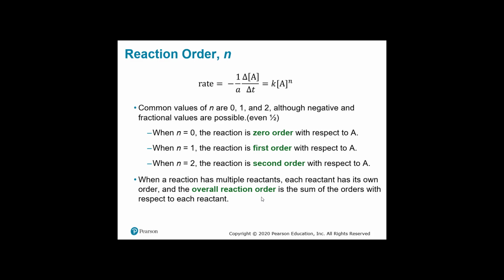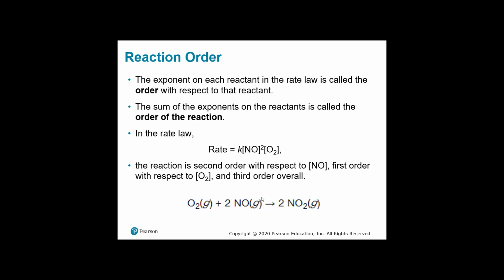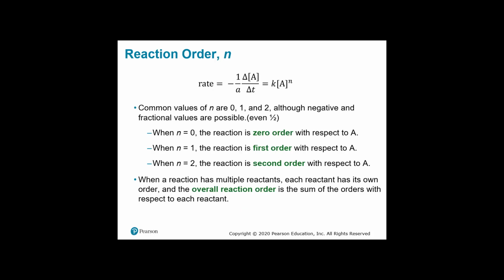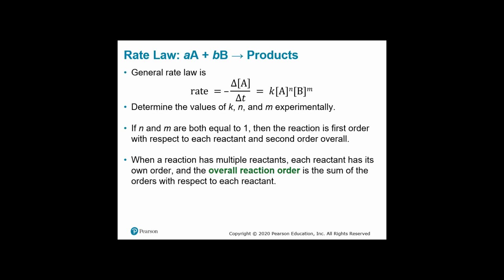When a reaction has multiple reactants, each reactant has its own order, and the overall order is the sum of those. That was a perfect example of this, where each reactant has its own order, but then we sum all of the reactants up based on their order. Okay, so a general rate law. We've taken a look at this. Let's say that we have reactants A and B. So we determine the rate, and we want to determine n, and we actually want to determine m. And we have to do all of this, the k, n, and m, experimentally.